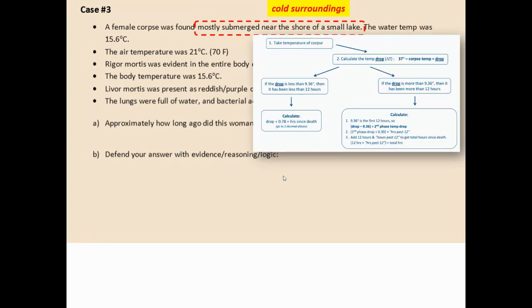Okay, first up, the Algor mortis calculations. We've got a temperature of 15.6 degrees of the corpse. That means it dropped by 21.4 degrees: 37 minus 15.6, a 21.4 degree drop. That's larger than 9.36, so we're not following this part of the flowchart. We're following this part. That means in the first 12 hours, it went down by 9.36 degrees. What's the second drop? 21.4 minus 9.36. After 12 hours, it went down 12.04 degrees. 9.36 plus 12.04 adds up to the total drop.